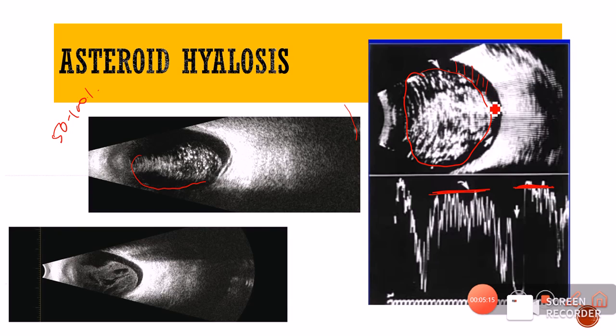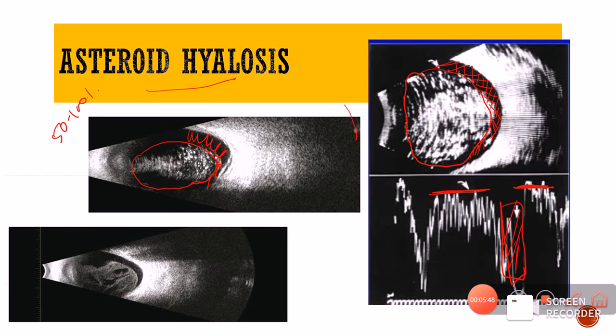So what I mean by the zone of echolucency is that posterior to the deposition of these calcium crystals in asteroid hyalosis, the zone of the vitreous is not showing any echoes. So that zone which is not showing any echoes is called the zone of echolucency. Here also you can see this is the asteroid hyalosis, and behind that we do not have any echoes, right? So this part over here, there are no echoes, and this is called the zone of echolucency, and this is asteroid hyalosis.